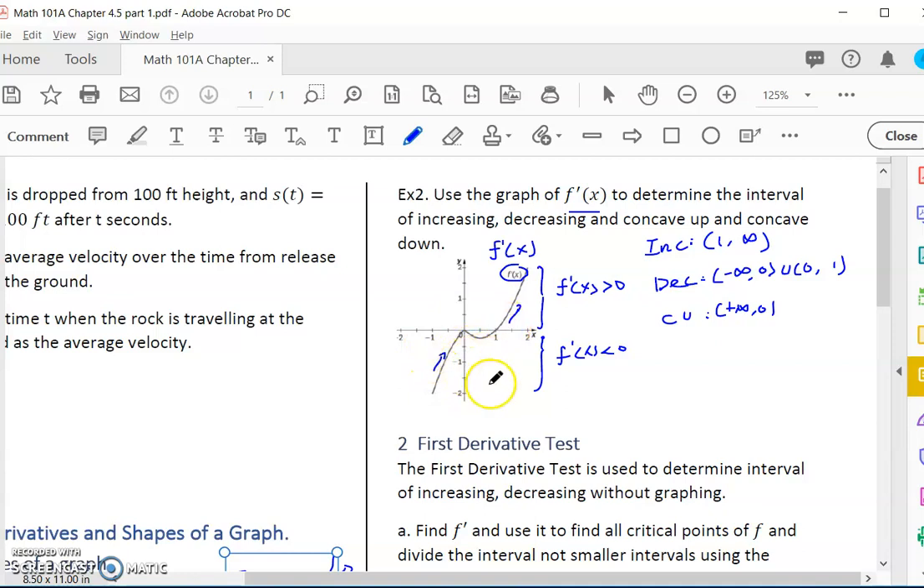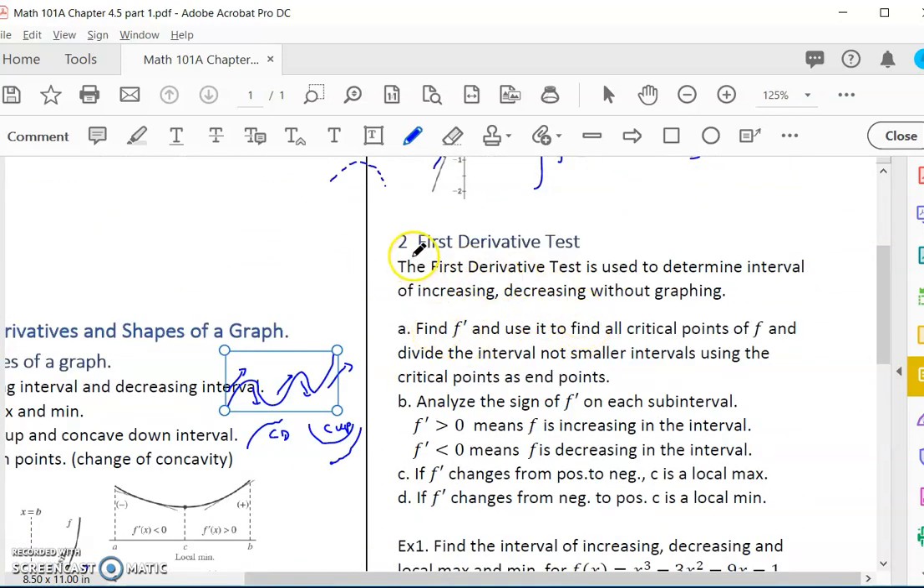Remember, this is not the graph. And then what else is increasing? From 0.5 all the way to infinity. That's also increasing, right? So that's all concave up. This part is going down, concave down. So when the slope is originally positive and then getting a negative slope, that is when it is concave down. So it's from 0 to 0.5. Okay, remember this is f prime.